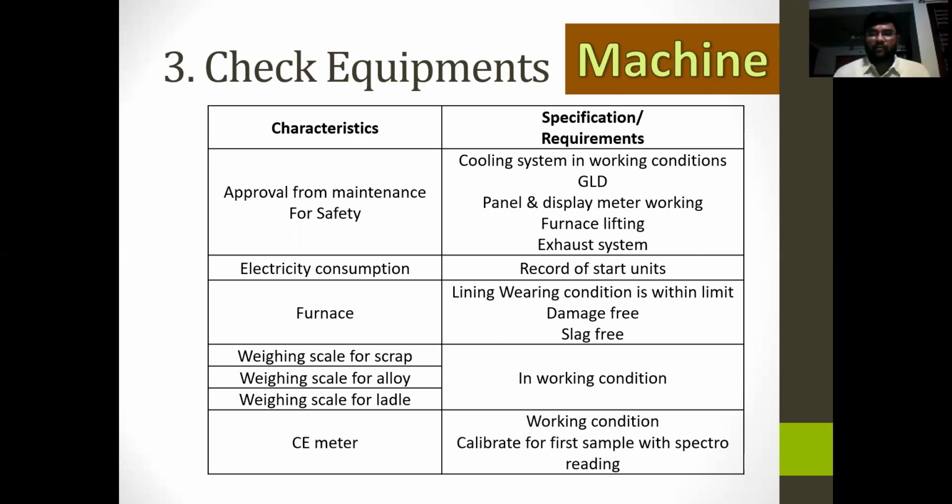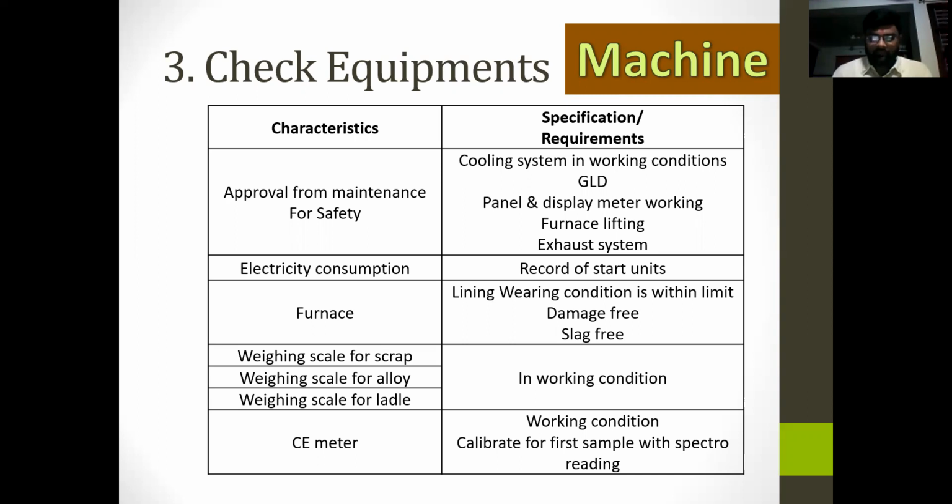Then the electricity consumption at the start of the shift: you should have recorded the start units to get analyzed. Then furnace lining wear condition should be within the limits, as per your furnace. Then it should be damage free and slag free. Then the weighing scales used for the scrap, alloys and ladle, all three of them should be in working condition to get the shift run in a proper way. If there is a contingency weighing scale, then it should also get checked.